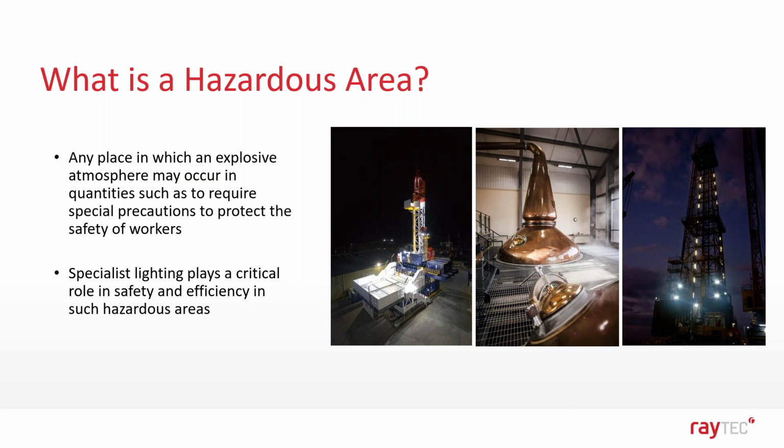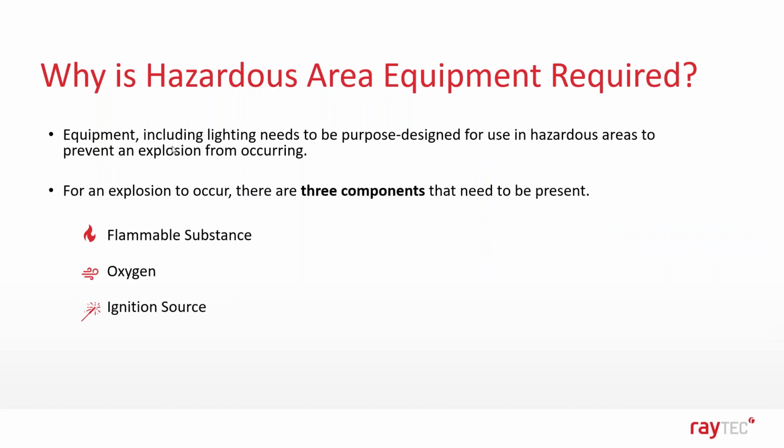Such areas can often be found in industries such as oil and gas production, refineries, chemical production sites, and food production. These industries require hazardous area equipment, including lighting, and it is important to know where and why this type of lighting is required. So why is hazardous area equipment required? Equipment, including lighting, needs to be purpose designed for use in hazardous areas to prevent an explosion from occurring.